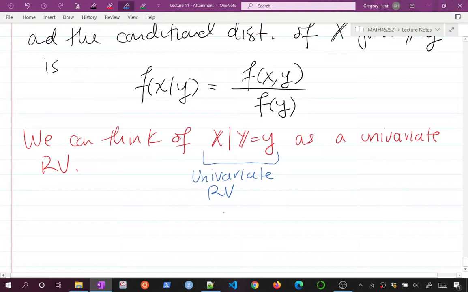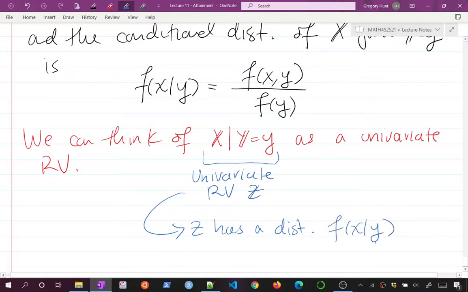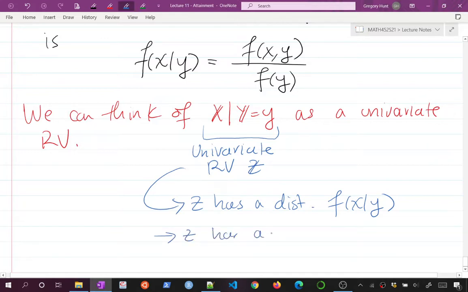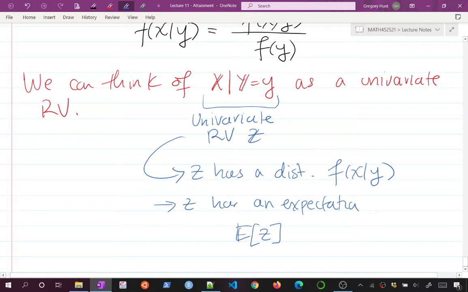You could call it Z, you could call it whatever. Because it's just some univariate random variable, it has the fancy notation X bar Y, but we could just call it Z. If you don't like X given Y equal to little y, just call it Z. Z has a distribution, a PDF or PMF, which is given to us as f of x bar y. But it has other things. Z has an expectation, so you could say the expected value of Z, which often would be denoted the expected value of X given Y equal to little y. But this is just fancy notation for the expected value of a certain univariate random variable that has f of x bar y as its PDF. So we actually really haven't done anything too complicated here.